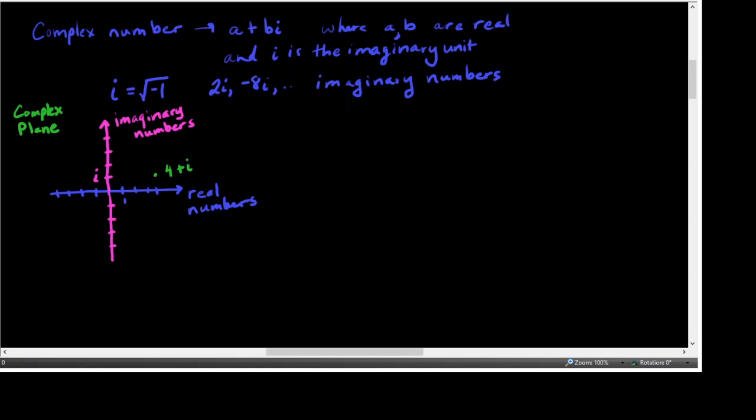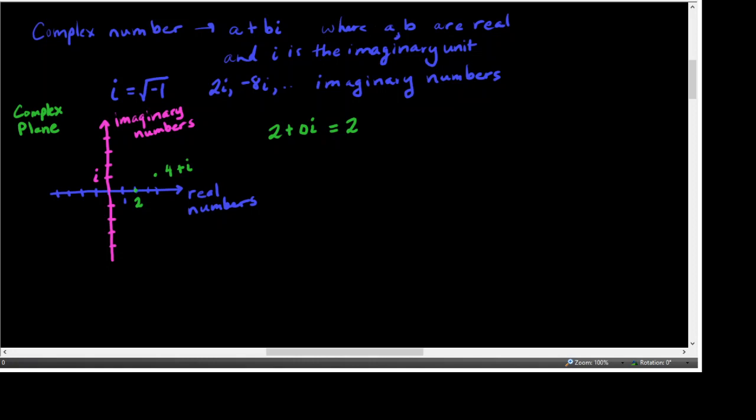And so, as I said earlier, anything writable as a plus bi is a complex number. So my question is this: what about that number right there, 2? Is that a complex number? Well, if it's writable in the form of a plus bi, yeah, it is. 2 is writable as 2 plus 0i, and what that implies is that all real numbers are also complex. So all the real numbers are part of an even bigger set of numbers, the complex numbers.